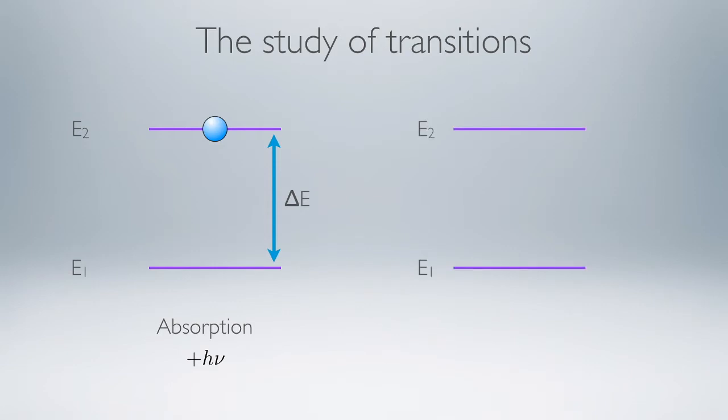Of course, the reverse is true. If we have a molecule in an excited state, it's in the E2 level, it can shed some of its energy. It can get rid of some of that energy as a photon. It shines this out as radiation and drops down to the lower energy. Again, that frequency of that emitted radiation is a signature, a fingerprint of the energy gap between the two energy levels.